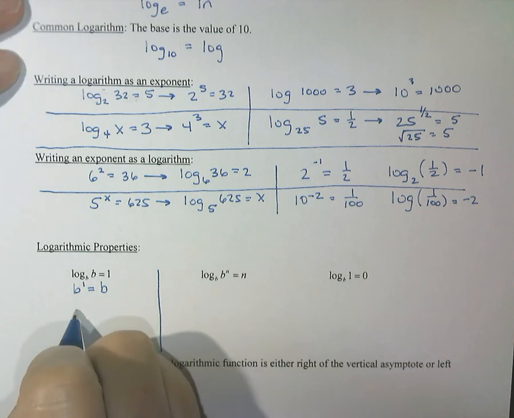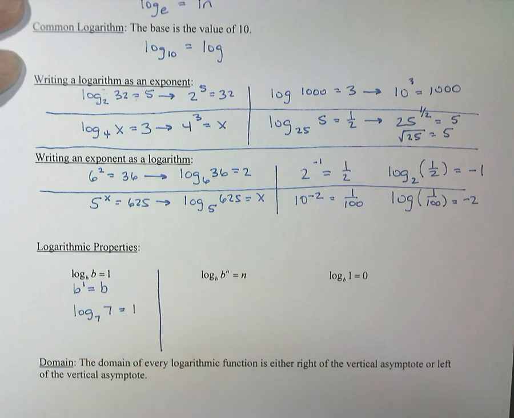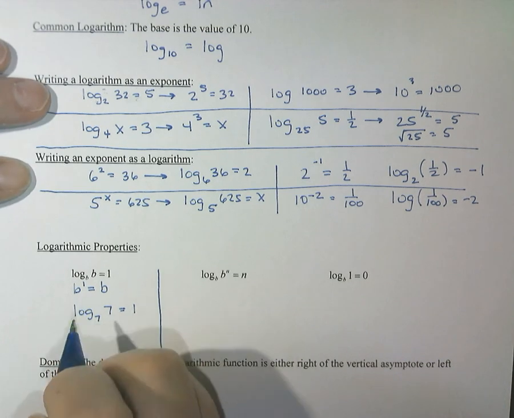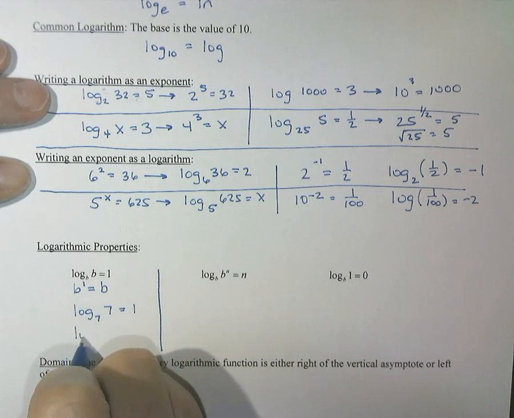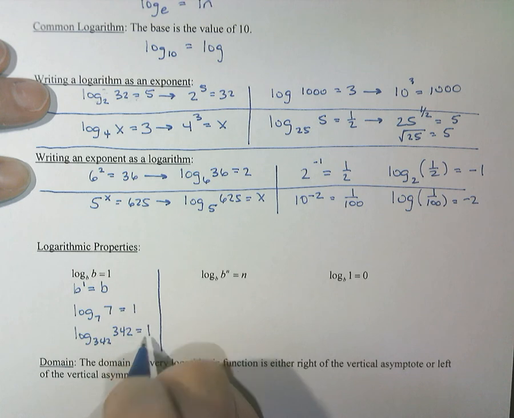So for example, I'd have log base 7 of 7 equals 1, because 7 to the 1st power equals 7. And it doesn't matter how big the base is. Log base 342 of 342, the exponent's going to be a 1.